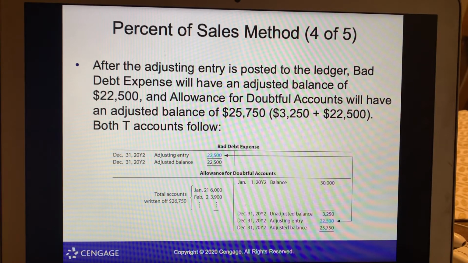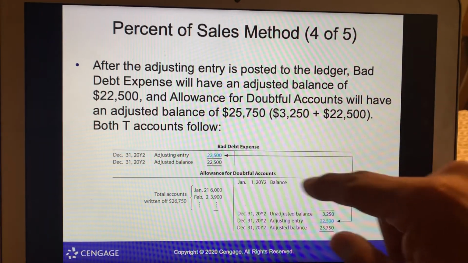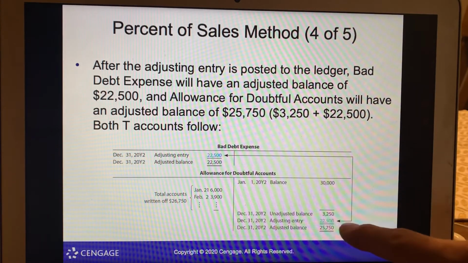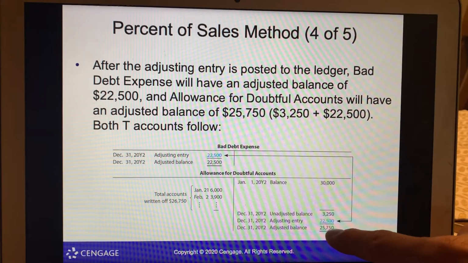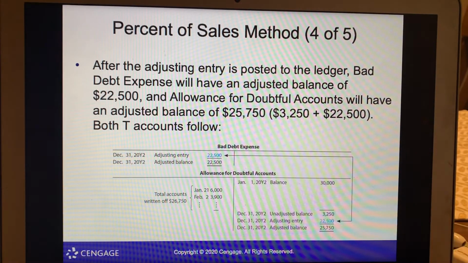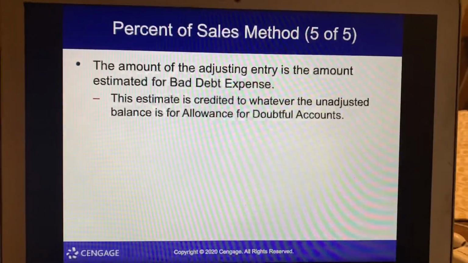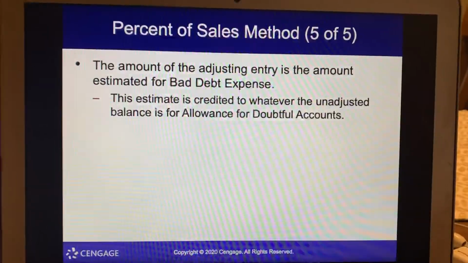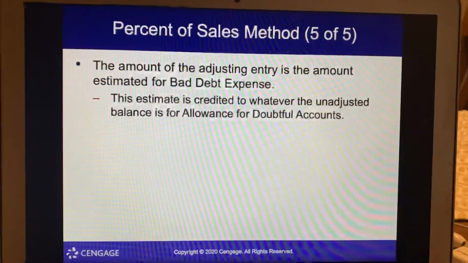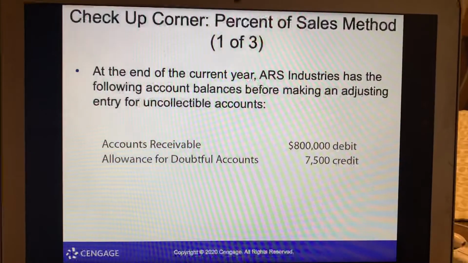December 31. So we have a 3,250 balance. Here's how much was added. So adjusted balance will be 25,750. Okay. All right. So the amount of the adjusting entry is the amount estimated for bad debt expense. This estimate is credited to whatever the unadjusted balance is for allowance for doubtful accounts.